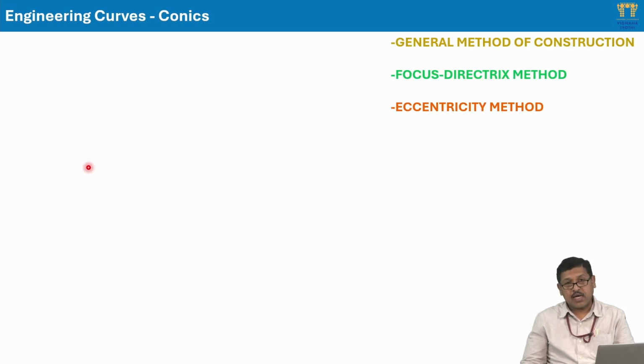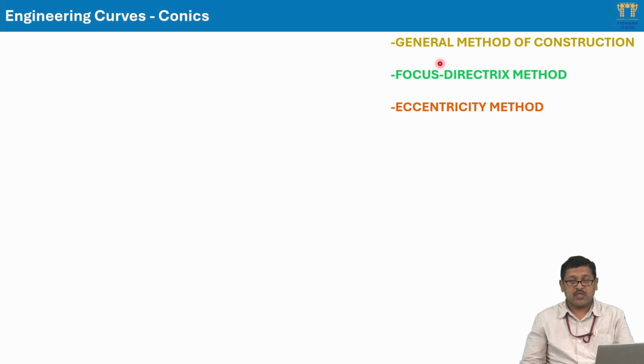Now how do we construct them graphically or geometrically in engineering graphics? For doing that, we have a method called the general method of construction. It is also known by other names, the focus directrix method or the eccentricity method. These are the common names that are generally used for the construction of engineering conics.